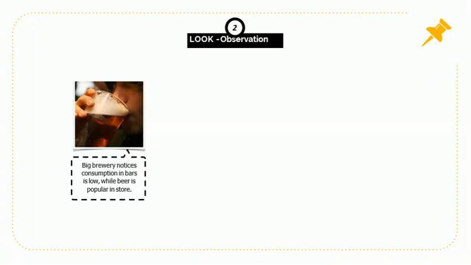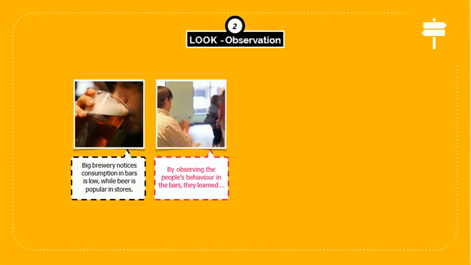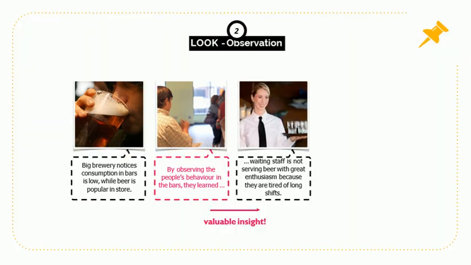Organization, big brewery notices that consumption in the bar is low while beer is popular in the store. So what was the problem at that moment? Why people weren't consuming the beer in the bar? So they have observed that people's behavior in the bar is different from when they are in the store, and the basic root cause of that problem was that waiting staff is not serving beer with great enthusiasm because they are too tired of long shifts.